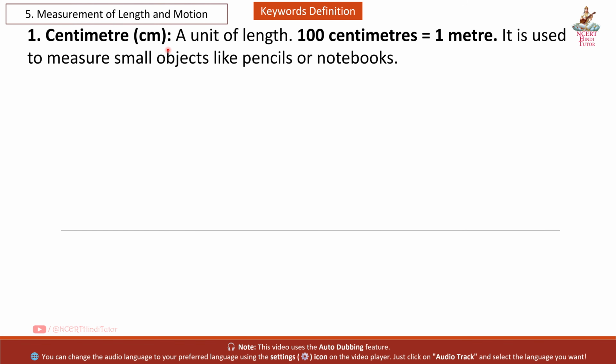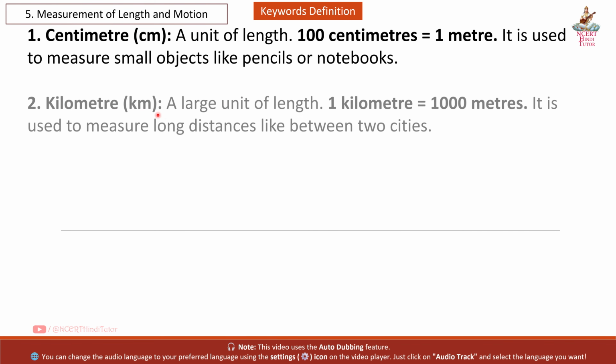First, centimeter, a unit of length. 100 centimeters is equal to 1 meter. It is used to measure small objects like pencils or notebooks. Second, kilometer, a large unit of length. 1 kilometer is equal to 1000 meters. It is used to measure long distances like between two cities.